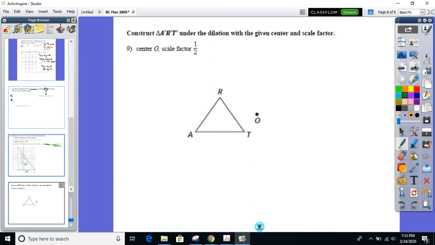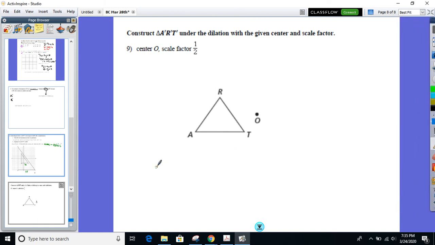So let's just talk about what's going to happen. Are A, R, and T going to get further away or closer to O? The scale factor is 1/2, so that tells me they're going to get closer together. They're going to get closer to O instead of being further away. How close? Half the distance they are now.